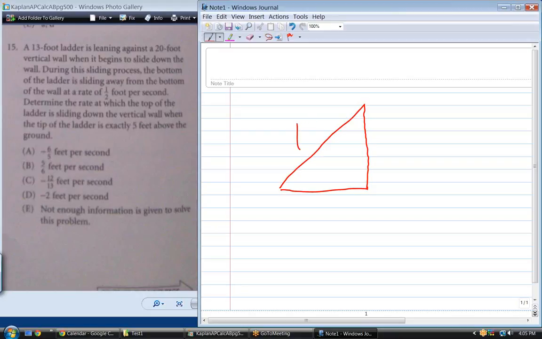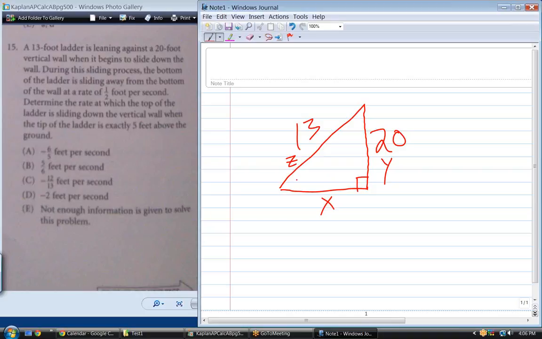Okay, this is a 13-foot ladder, so I know the hypotenuse is 13 feet. It's leaning against a 20-foot vertical wall, so that's 20. And the information they give to us is that the bottom of the ladder is sliding away from the bottom of the wall at a rate of 1/2 foot per second. What does that translate to? If I make that x, and this y, and this z, first of all, I know it's a right triangle, because walls are built at right angles.